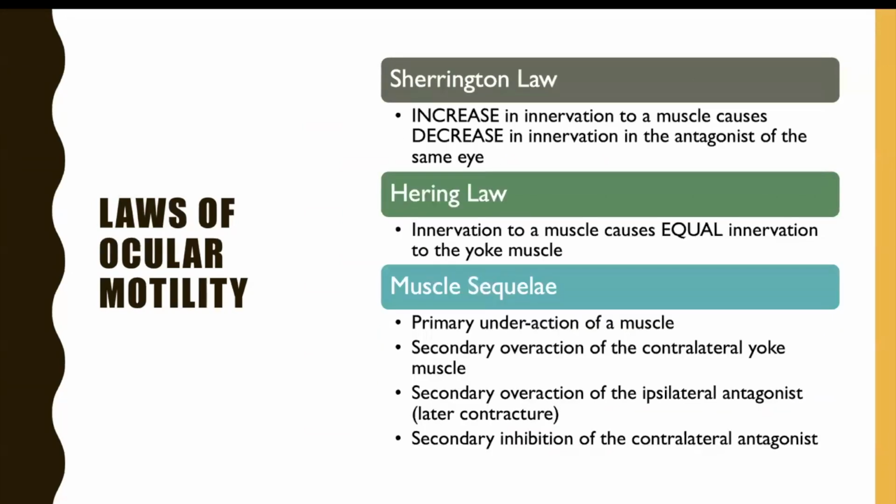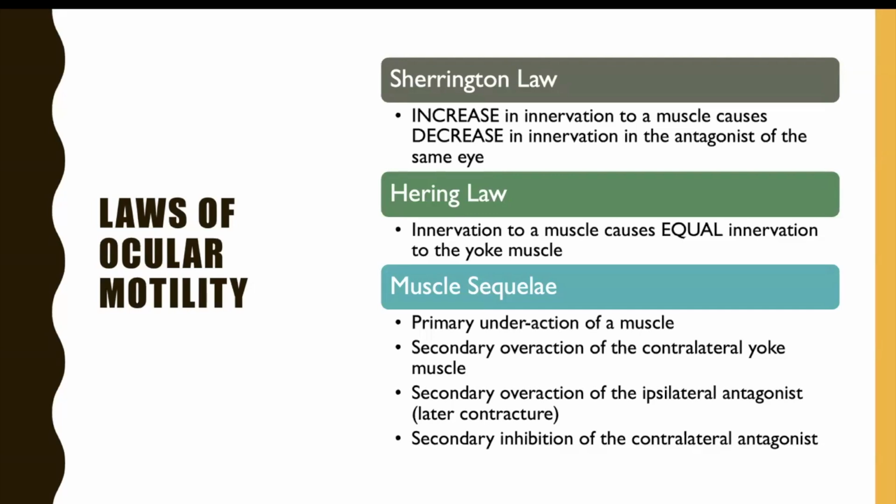You've then got Sherrington's law. Sherrington's law describes that an increase in innervation to one muscle causes a decrease of innervation in the antagonist of the same eye. Hering's law is that innervation to one muscle gives you an equal innervation to the yoke muscle. So Sherrington's law describes a law of innervation within the same eye. Hering's law describes innervation of opposite eyes.